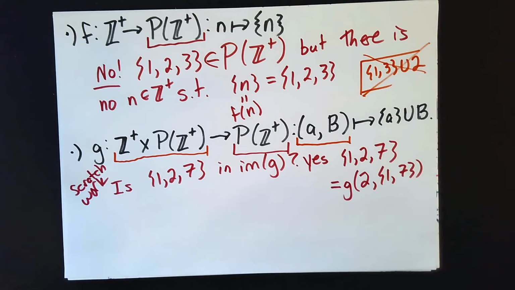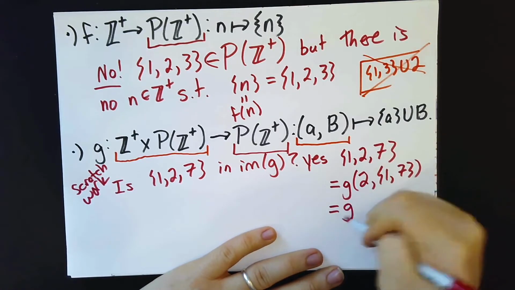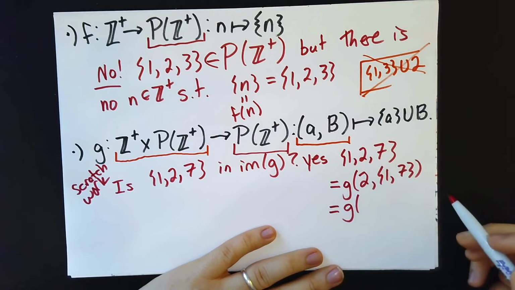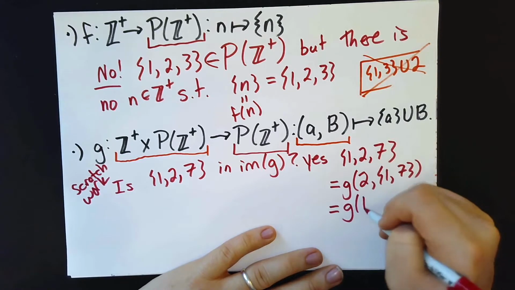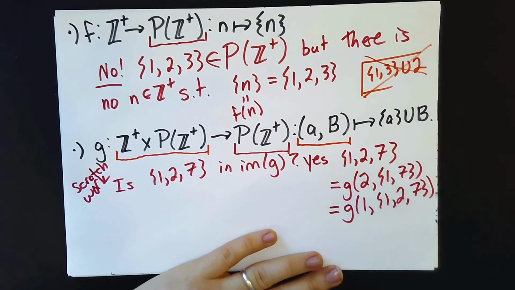Now, that's in support of saying that this function's onto, but it's definitely not a proof that this function's onto. But it gets us to start thinking about the function so that we can understand it, and then hopefully write down a proof that it is onto or that it's not onto. Now, one thing you might notice that might be helpful is that I don't have to write this as g of (2, {1, 7}). I could actually write this in lots of ways. And maybe the simplest is actually that.